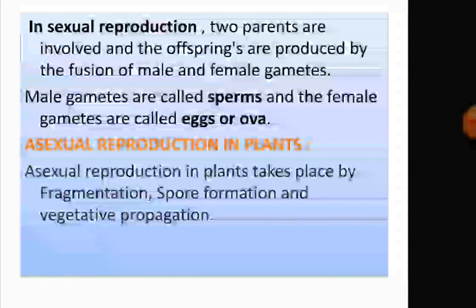Sexual reproduction. In case of sexual reproduction, two parents, the male and the female, are involved. The male produces the male gametes, called sperms, and the female gametes are called ova or eggs. So, sexual reproduction is that reproduction in which two parents are involved and the offsprings are produced by the fusion of male and female gametes.